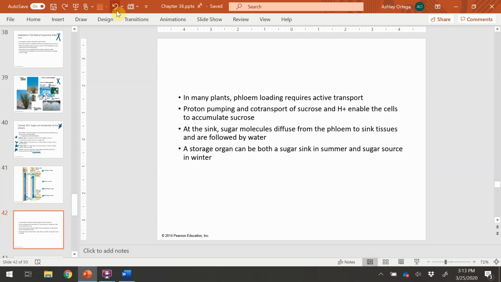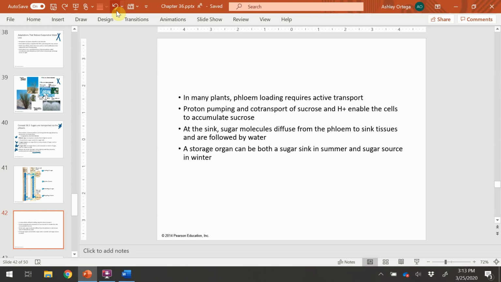And so this kind of describes what I just mentioned, that through active transport, co-transport, sucrose and water moves throughout the cell, from the sugar source to the sugar sink. So at the sink, the sugar molecules will diffuse from the phloem to the sink tissues, and then that water follows as it's moving from a region of high water amount to a region of low water amount following osmosis. And so the sugar sink and sugar source, this can change based on season.